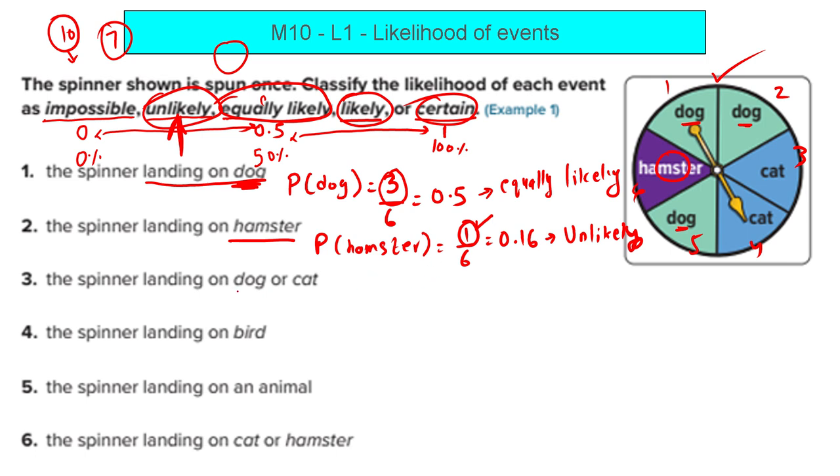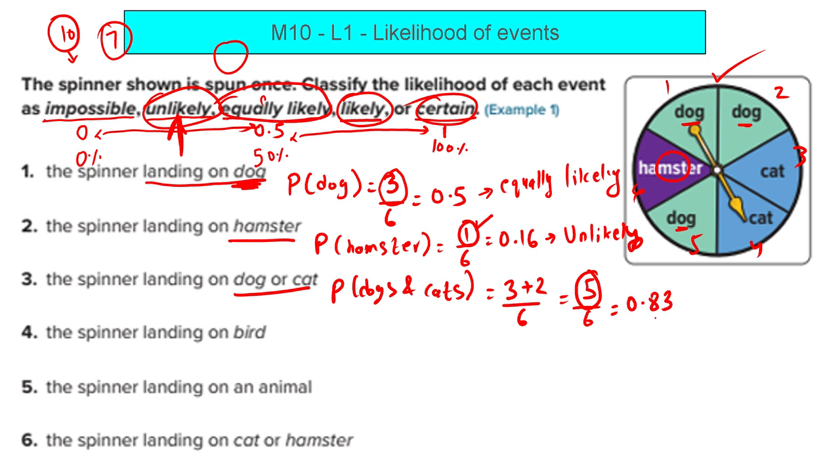Okay, you can do like this. The chances of getting dogs or cats. How many dogs? 3 dogs are there and 2 cats are there. Chances of dogs and cats. How many dogs? 3. How many cats? 2. Divided by total 6, yani 5 over 6. Now this number 5, it is greater than 3, yani greater than half. Yani in decimal also it is 0.83, yani greater than half, yani likely.